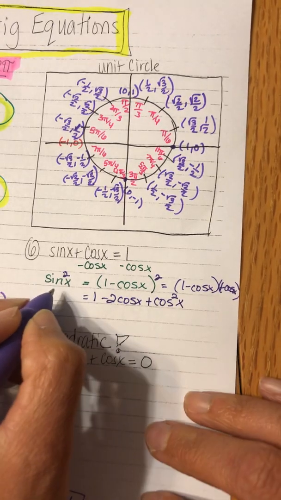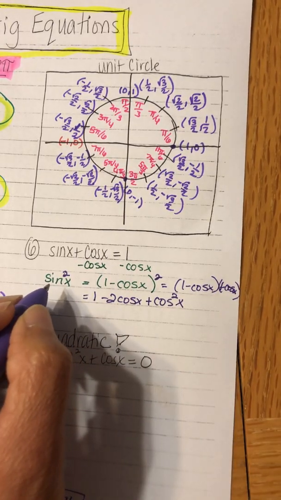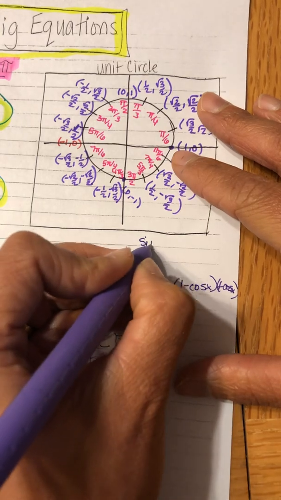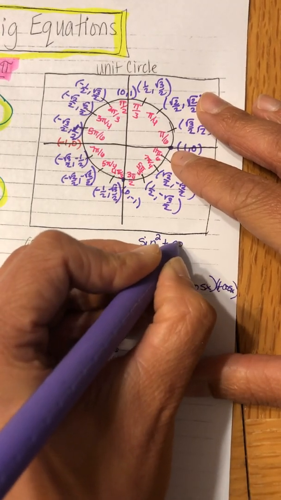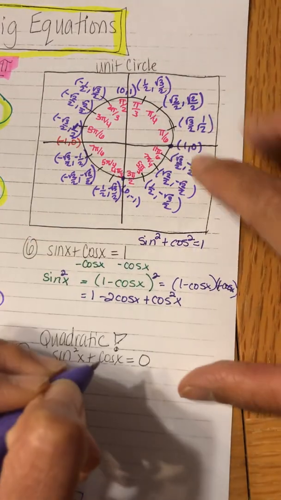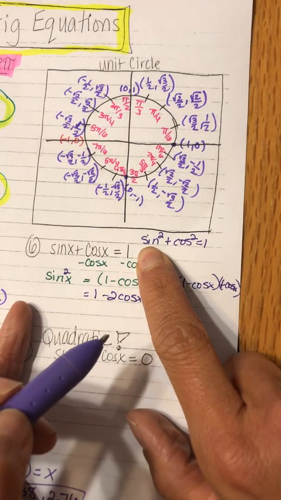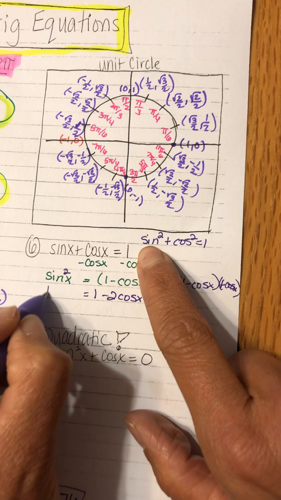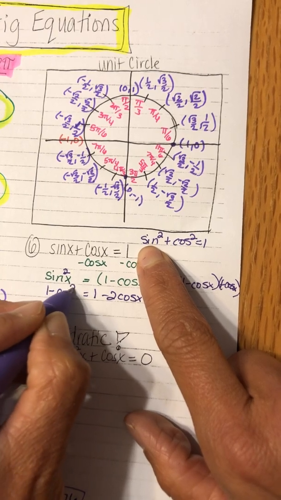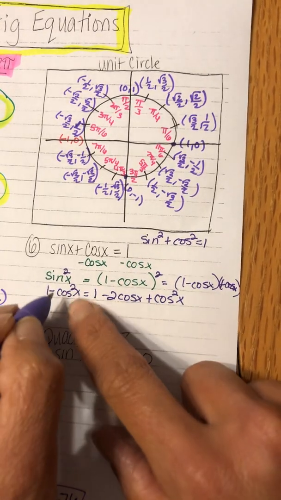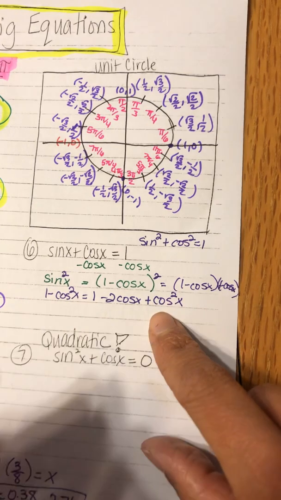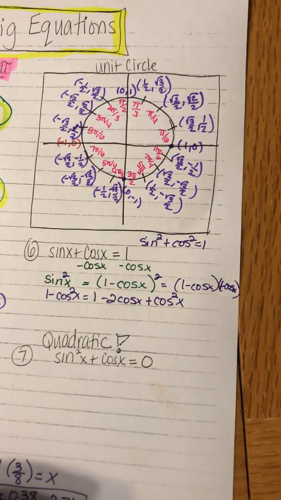And the sine squared x, well, remember our identity? Sine squared plus cosine squared equals 1. Well, sine squared is the same as if I subtract cosine squared, it would be 1 minus cosine squared. And the reason why I changed that is because of all these cosines over here. I want everything to be in terms of cosine.